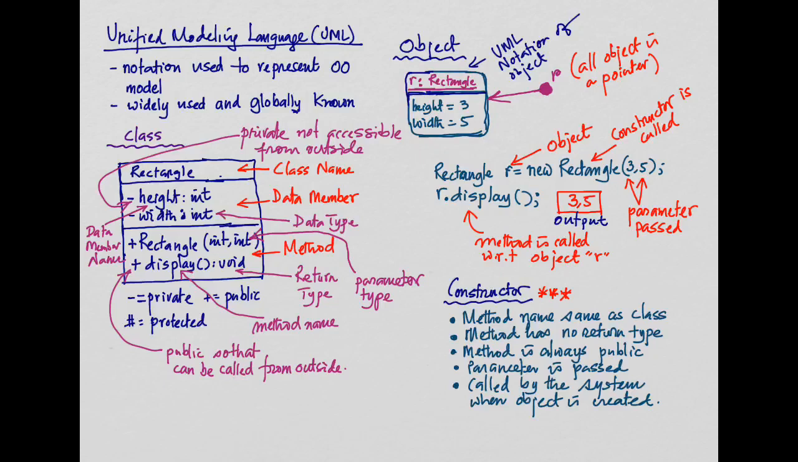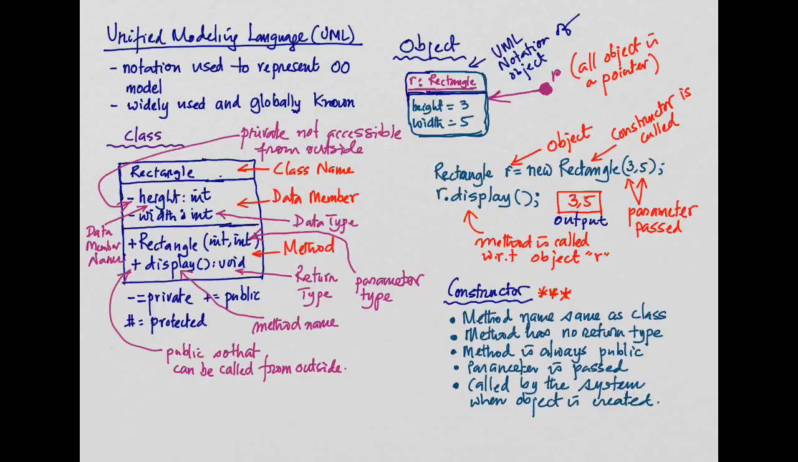You see R colon Rectangle underlined. That means R is an object of type Rectangle. Underline means it's an object. And in the body, you show actually the data members. The state of the object is height and width, 3 and 5, since we passed 3 and 5. So how do we draw an object is this: object colon class name underlined, and then the values that you have for the data members.